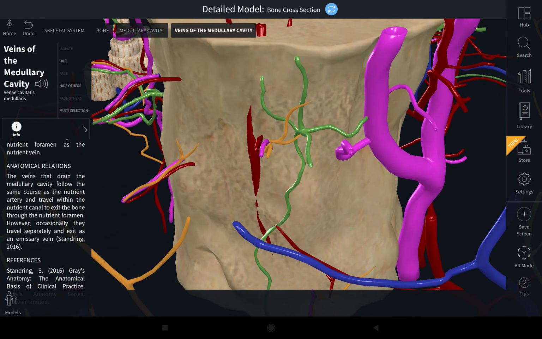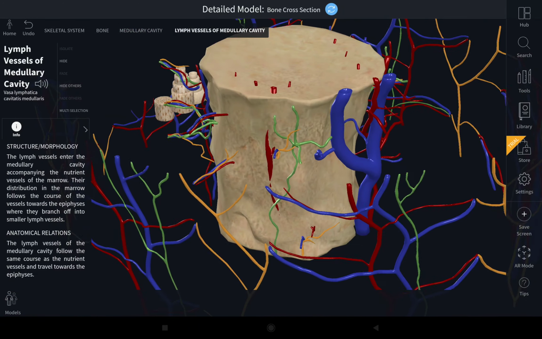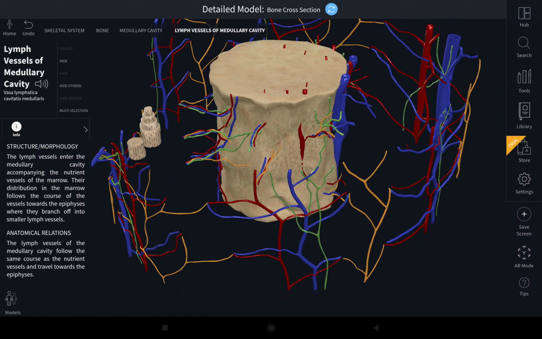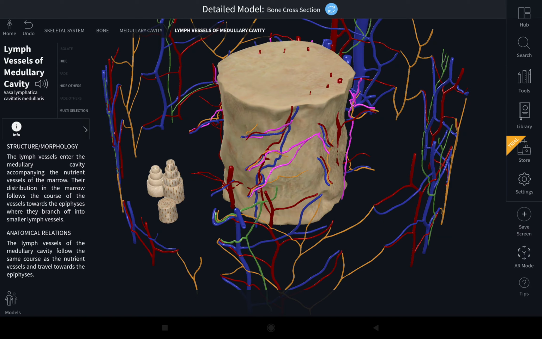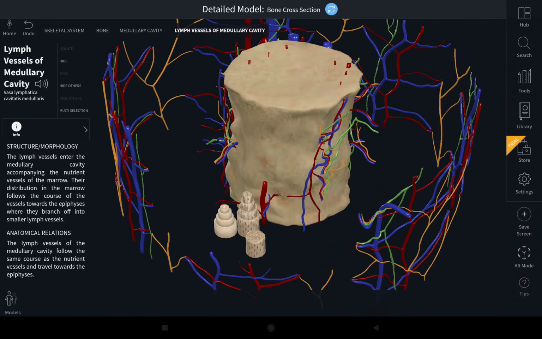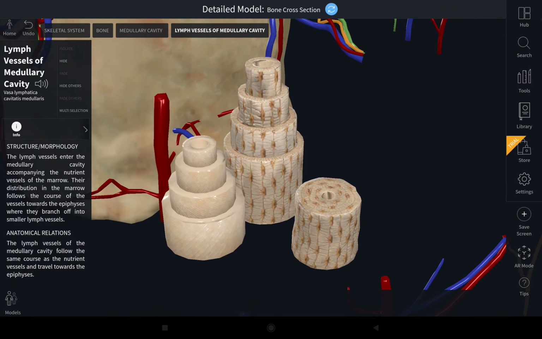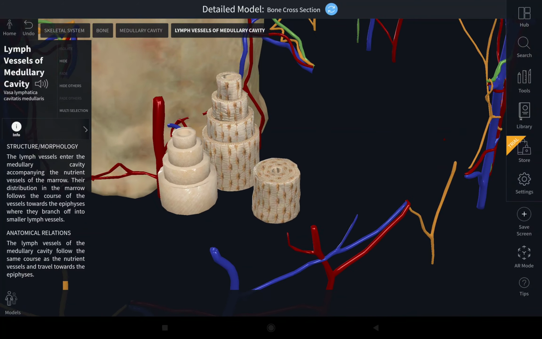Here we see another structure. These are the lymph vessels of the medullary cavity. The lymph vessels enter the medullary cavity accompanying the nutrient vessels of the marrow. Their distribution in the marrow follows the course of the vessels towards the epiphysis, where they branch off into smaller lymph vessels. Anatomical relations. The lymph vessels of the medullary cavity follow the same course as the nutrient vessels and travel towards the epiphysis.